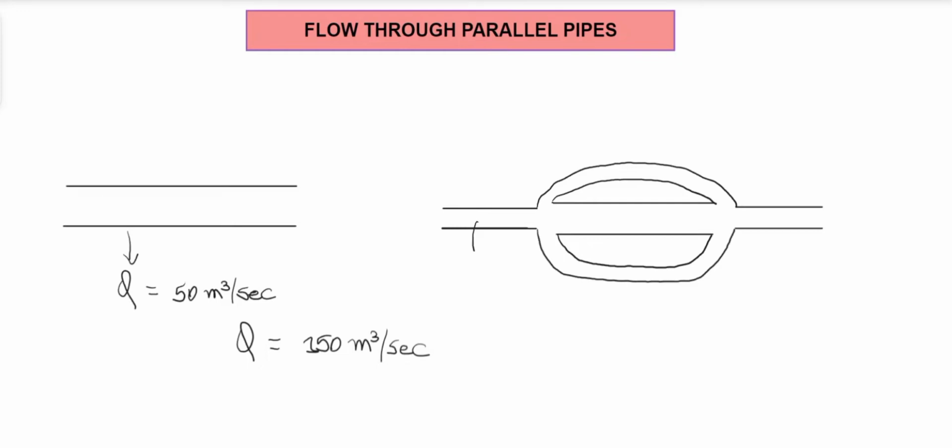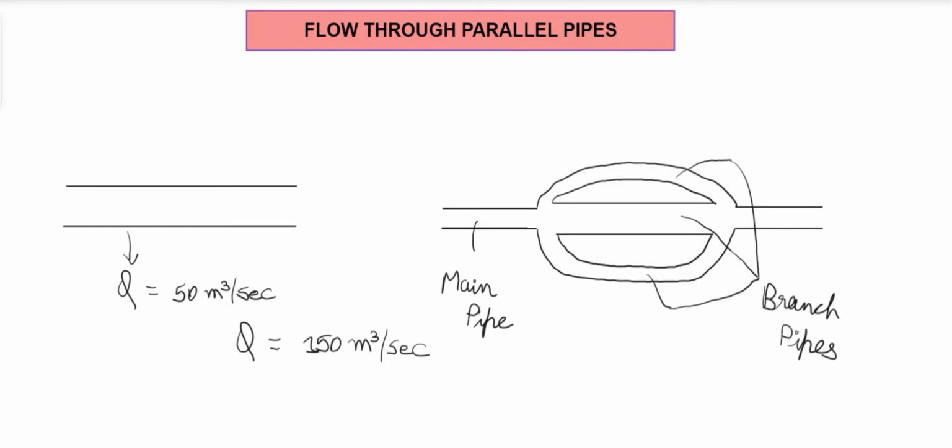Like this is my main pipe. Then I have divided it into two or more branches. As here you can see we are having 3 branches. This and this, we call these branched pipes. So I took my main pipe and divided it into 3 branches here. These are my branch pipes. And then again this is becoming a single pipe.